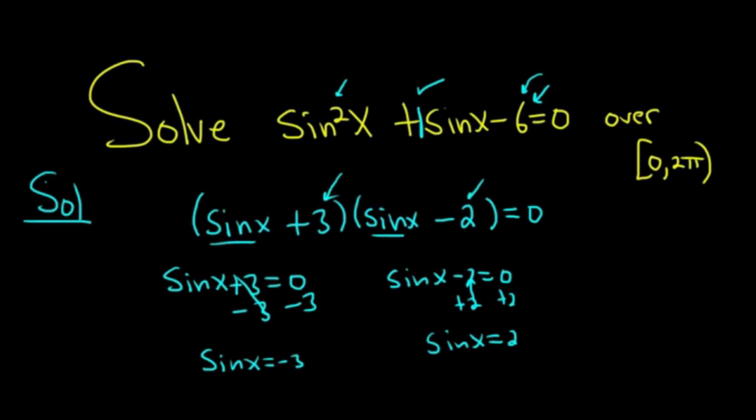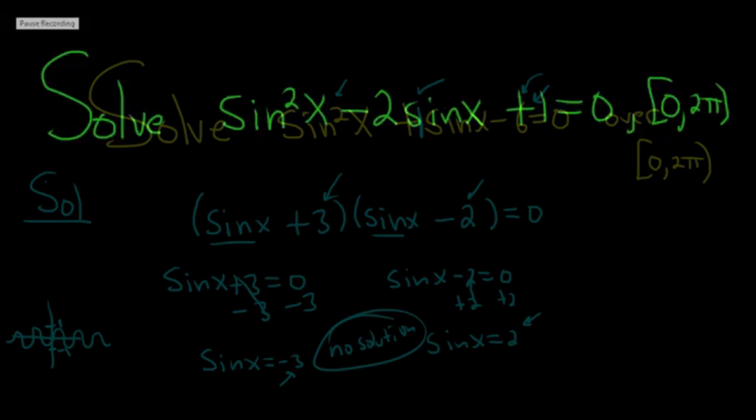Well, why? Well, the sine function is bounded by 1 and negative 1, right? The maximum value of sine is 1. The minimum value is negative 1. It never goes as low as negative 3, and it never goes as high as 2. So the answer here is no solution.